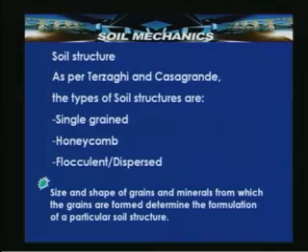According to Terzaghi and Casagrande, the types of soil structures are classified as follows: single grain, honeycomb, flocculent and dispersed structures. This covers both coarse grained and fine grained soils. The size and shape of the grains, and the minerals from which the grains are formed, determine the formation of a particular soil structure.